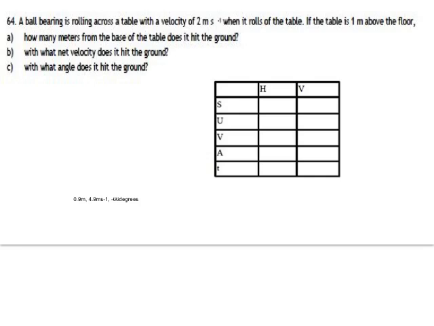We have a ball bearing rolling across a table with a velocity of 2. When it rolls off the table, its initial velocity is horizontal and is equal to 2. So we are dealing with a horizontal projection question. If the table is 1 meter above the floor, how many meters from the base of the table does it hit the ground?